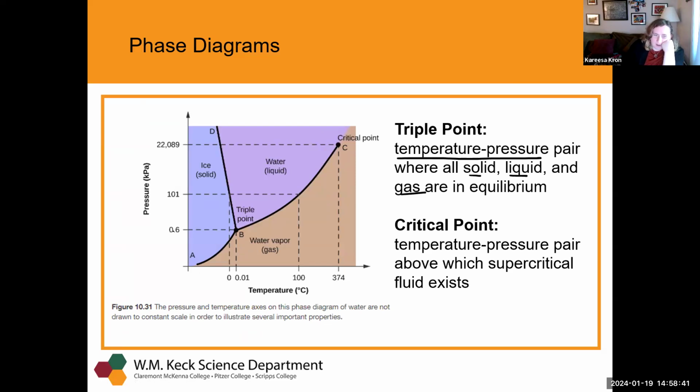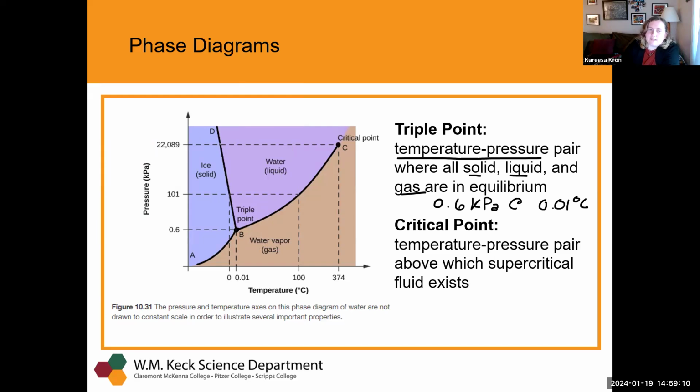So on this plot, at 0.6 kilopascals and 0.01 degrees Celsius, you will have ice, water, and gas all existing together at this point. And so the dynamic equilibrium here isn't just that between two phases, but three phases.